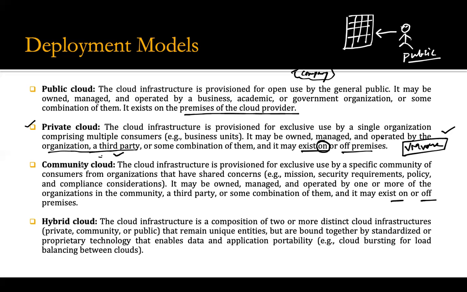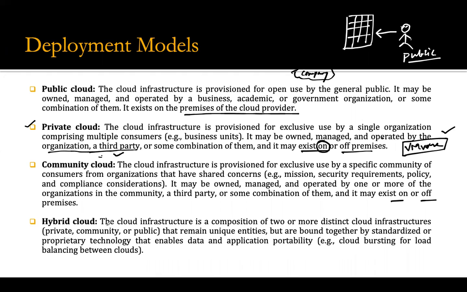But the thing is that this community cloud is dedicated to some number of organizations. Now, the last one is the hybrid cloud. Hybrid cloud, as the name suggests, is the combination of two or more clouds. The cloud infrastructure is a combination of two or more distinct cloud infrastructures, like, let's say, private and public, private and community, community and public, or private, community and public, right? They remain unique entities but are bound together by standardized or proprietary technology that enables data and application portability, that is, cloud bursting for load balancing between clouds.